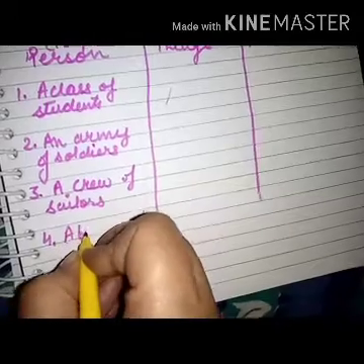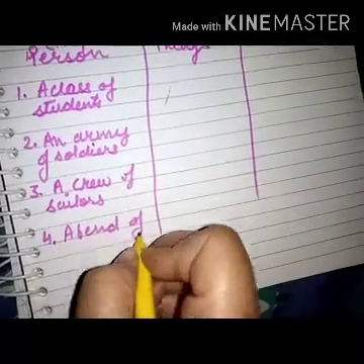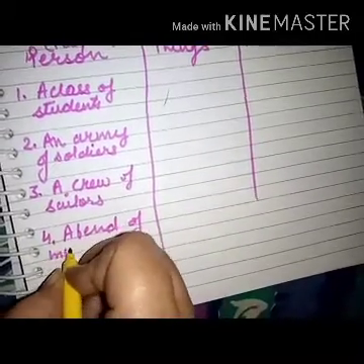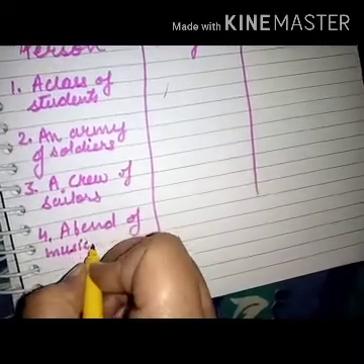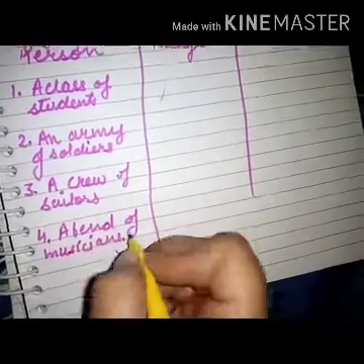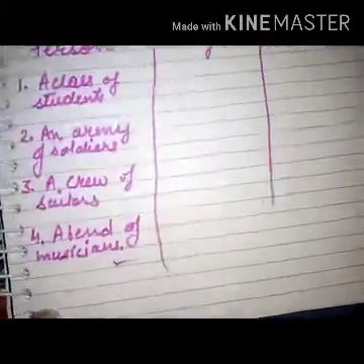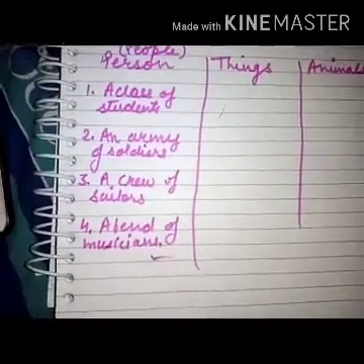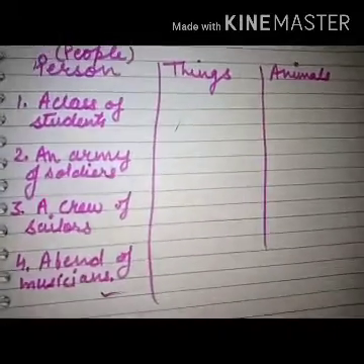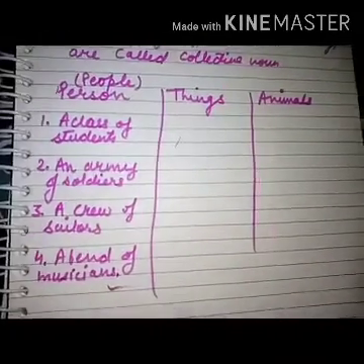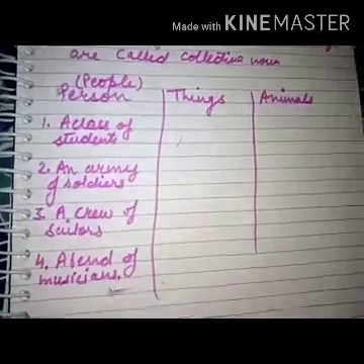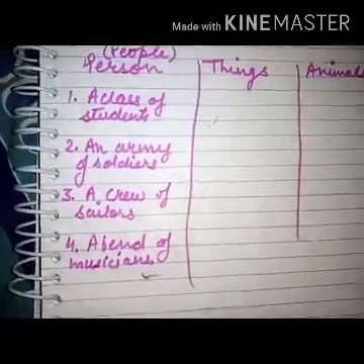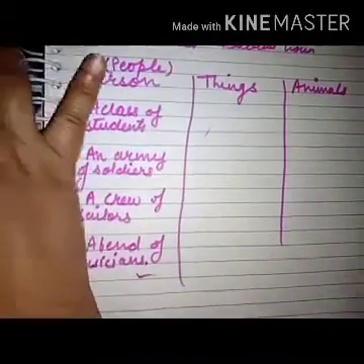The fourth one is a band of magicians. We talk about a band of magicians. Singer is one, but when we see so many musicians, like one is playing guitar, one is playing drum, so it's called a band of magicians.